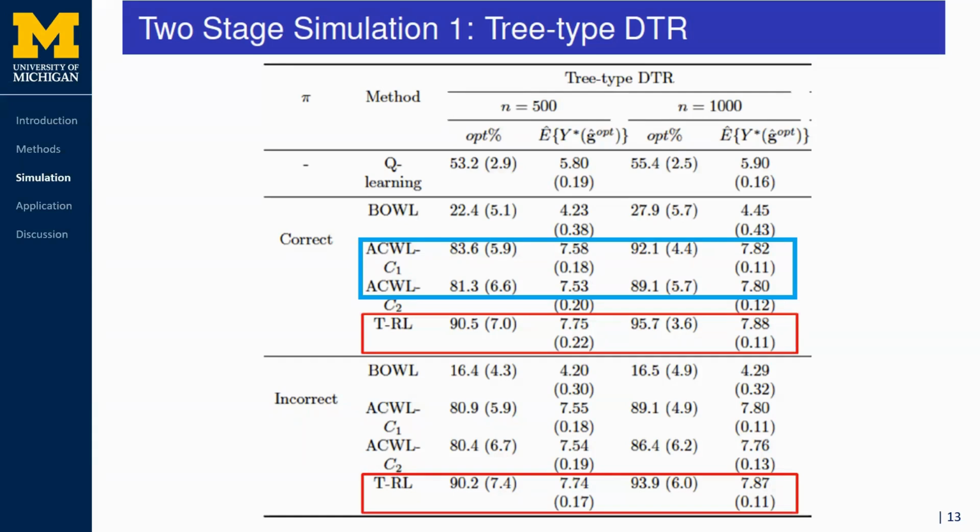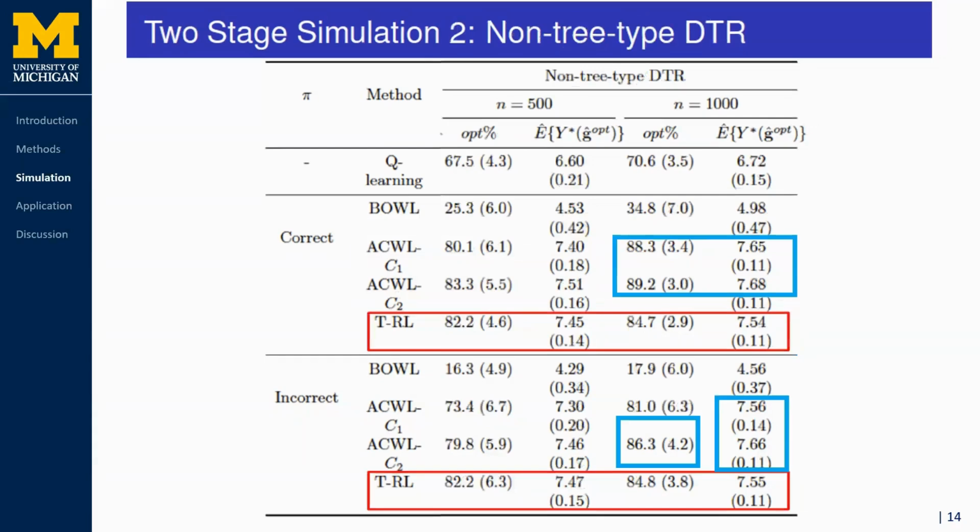Okay. So we also create a simulation setup where the underlying truth is not tree type. And in that situation, of course, this tree-based reinforcement learning doesn't work as well as before. But the adaptive contrast weighted learning approaches are actually pretty robust because they don't depend on tree type in their process, right?